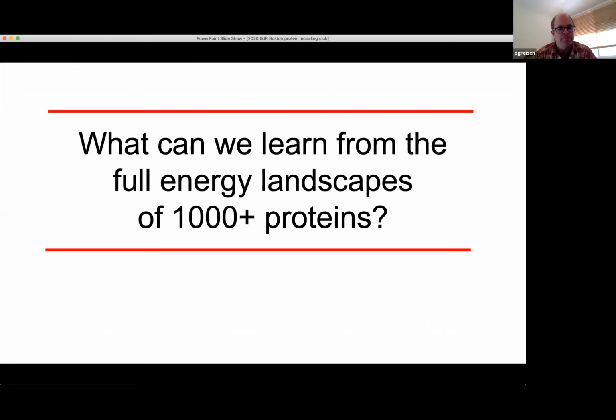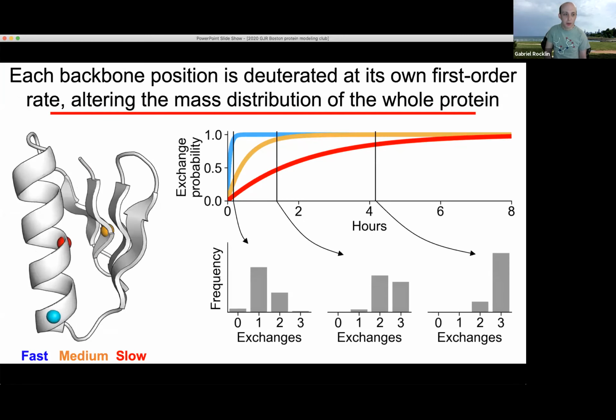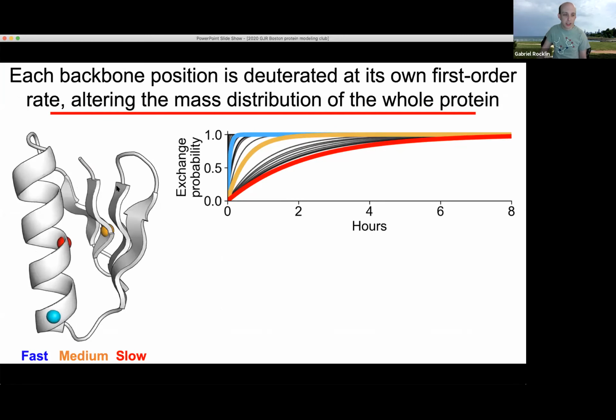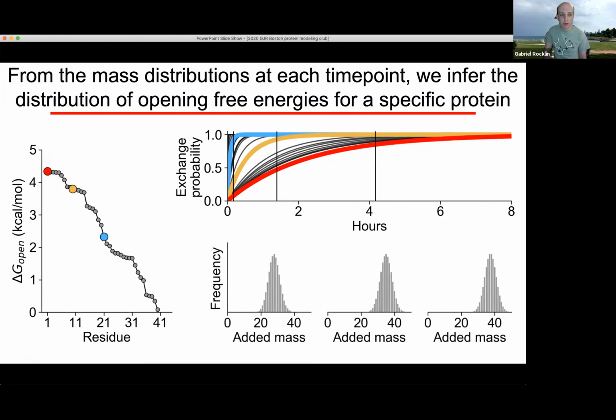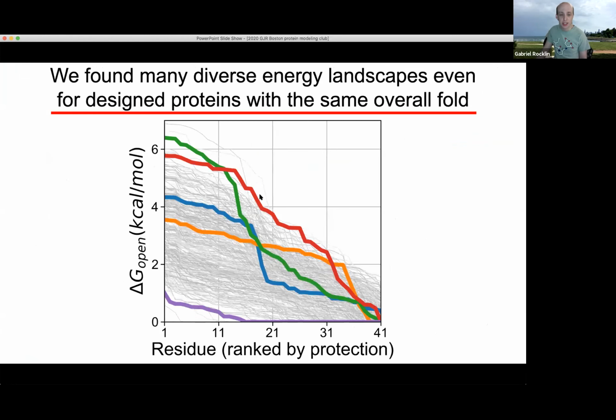Thanks. Okay, so there are not that many slides left. I just want to show what we've concluded so far. The question is, what can we learn from these energy landscapes on 1,000 proteins? The data that I'm going to show you now actually comes from just 400 different designs that were all designed to have the same fold. It's this fold right here: a helix and a 4-stranded beta sheet. So it looks kind of like protein G, except smaller. We're going to look at 400 designs that were all designed to have that same fold.